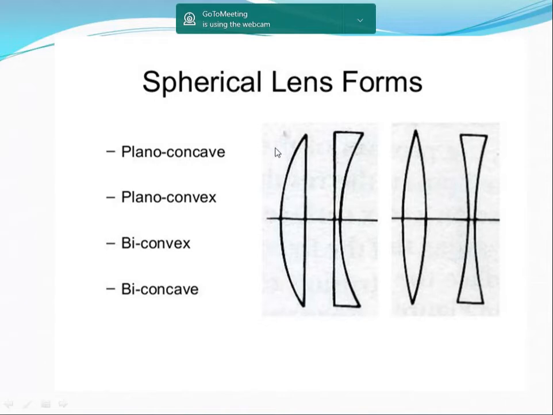Look at this. As I was telling you, ophthalmic lenses have two refracting surfaces, and at least one should be curved. For example, this is a plano convex lens. One surface is plane, one is convex. This is plano concave, this is biconvex, and this is a biconcave lens. These are the different forms of spherical lenses.